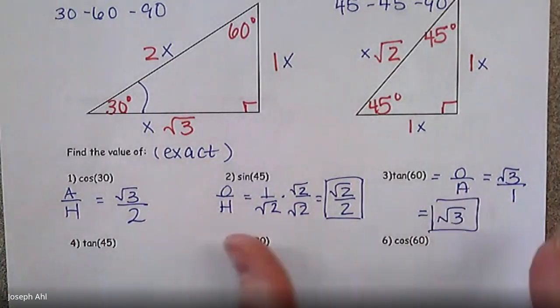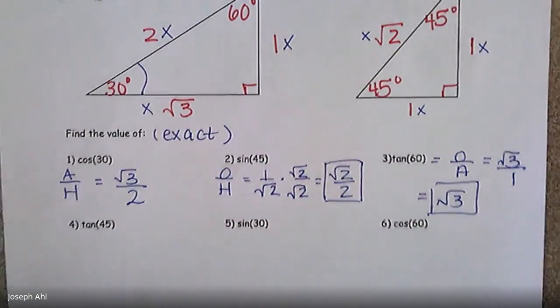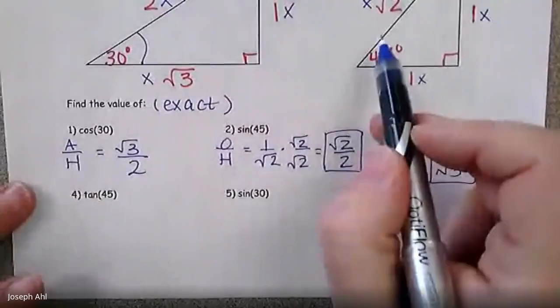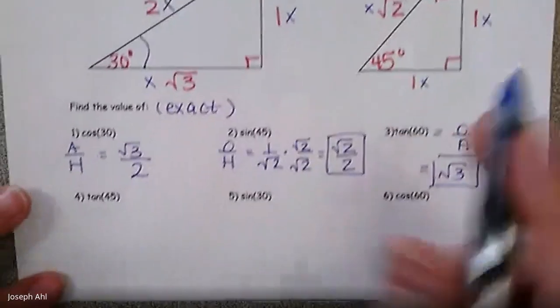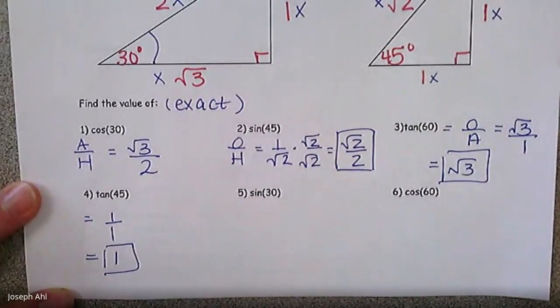And if you feel like you kind of got the idea, try this bottom row. Hit pause and try those. But otherwise, I'm going to fill them in pretty quick. Tan 45, go to this triangle. Opposite over adjacent is 1 over 1, which is just 1.